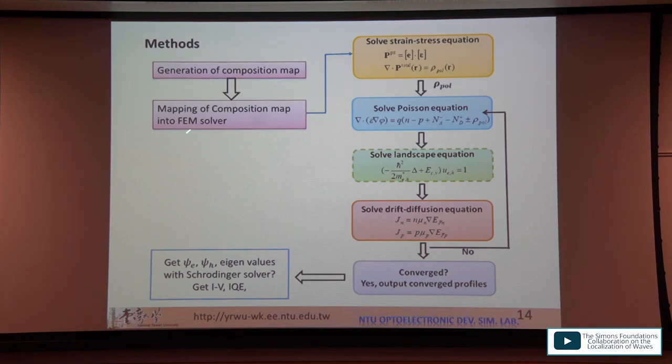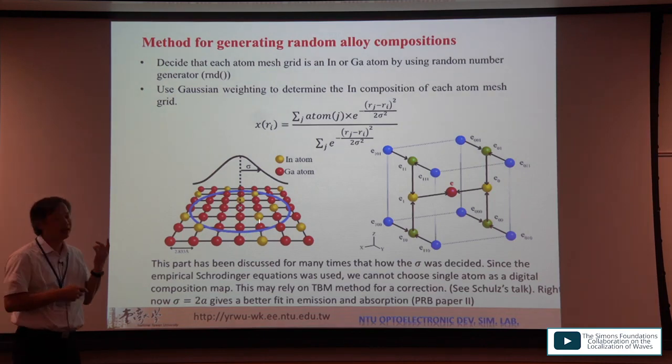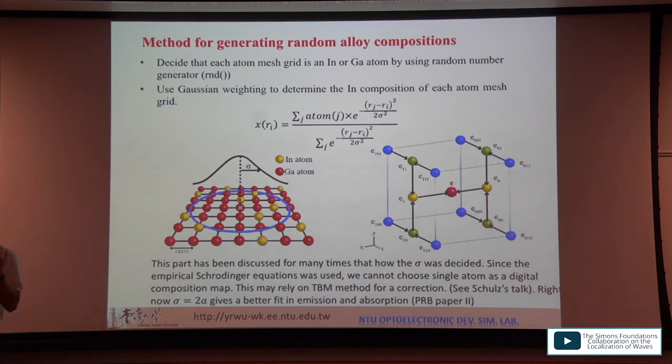Let me go through in detail how we did that. Marcel already introduced this, but I will give some more detail. The first step is that we need to generate a composition map. The way we generate a composition map is that initially we seed a random number of indium atoms, depending on the composition we are interested in, and we use a random number to generate it. The generation uses the average lattice size in the grid. The lattice size we choose is 2.833 angstrom for gallium nitride.